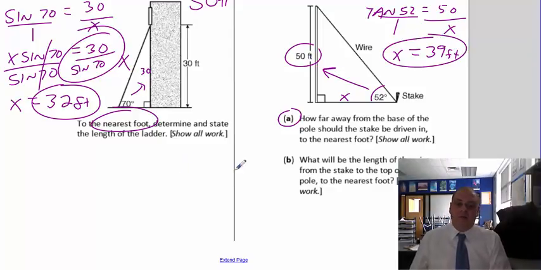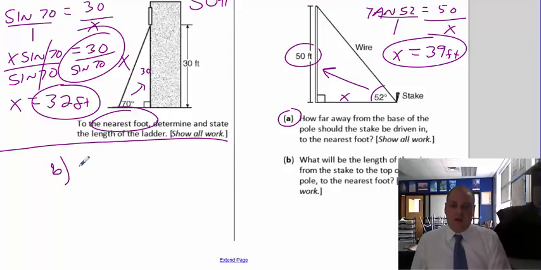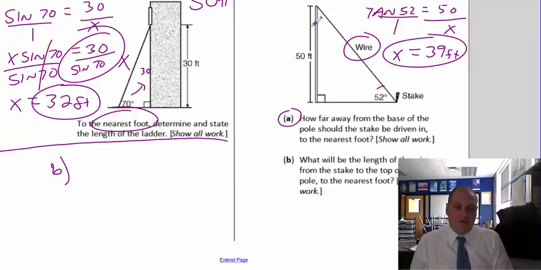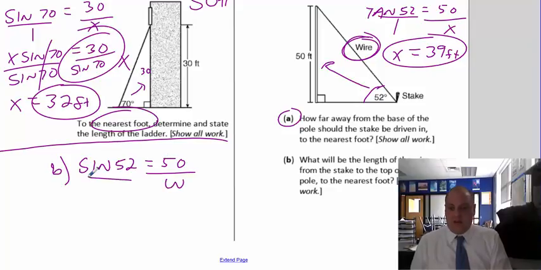All right, I'm going to do part B over here, just so it's out of the way. So the length of the wire, that's right here. So that's going to be W. Now it's opposite and hypotenuse. So it's going to be sine. Sine 52 equals 50 over W. And then again, solve it the same way, cross multiply. It ends up being 63 feet.